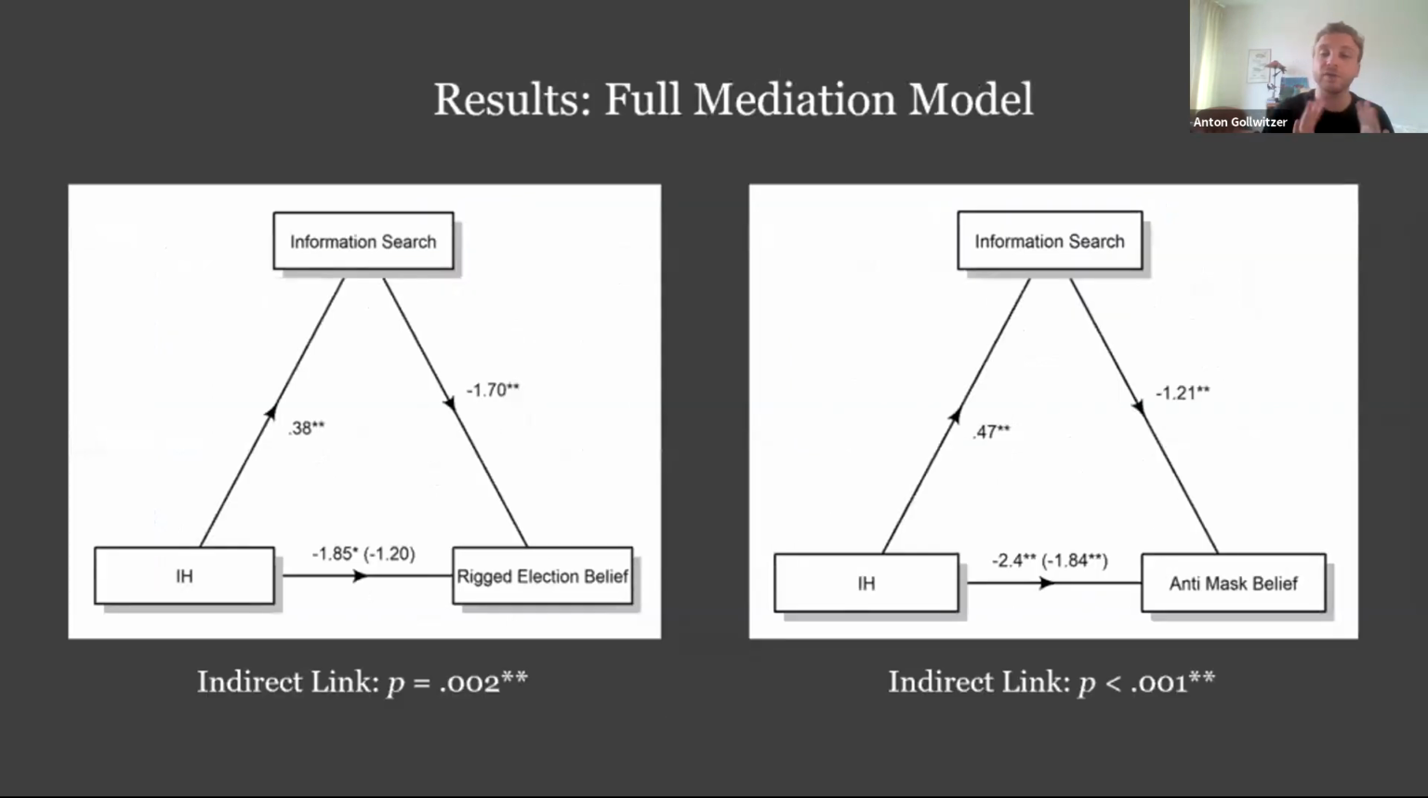So back to cover the full mediation model, in line with the paths that I just showed you in the two studies, there is a significant indirect link between intellectual humility and reduction in false beliefs, both for election and for anti-mask beliefs. That is, intellectual humility predicts a greater tendency to consider counter evidence that we provided, and this in turn predicted a greater reduction in the false belief.